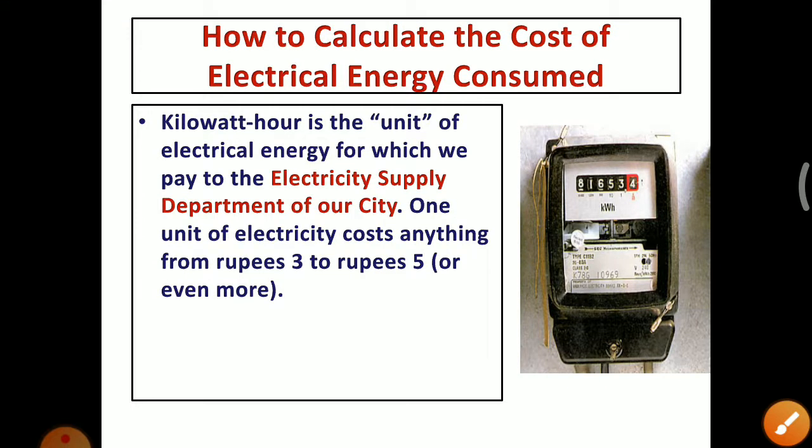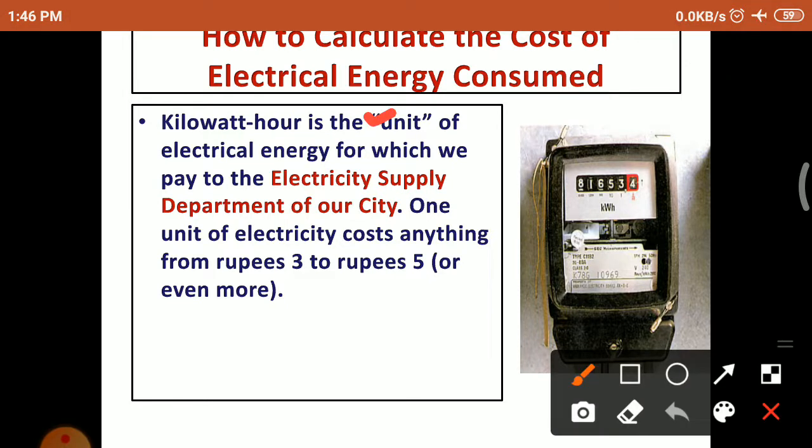The next topic: how to calculate the cost of electrical energy consumed. We use many electrical gadgets in our day-to-day life. So how much energy is consumed by an electrical gadget? How do we calculate that? Kilowatt hour is the unit of electrical energy for which we pay the electricity supply department of our city. One unit of electricity costs anything from 3 to 5 rupees, or even more.